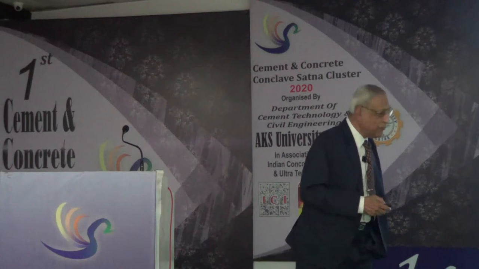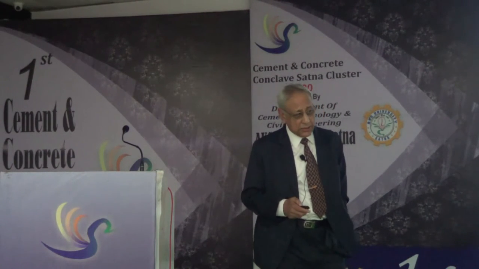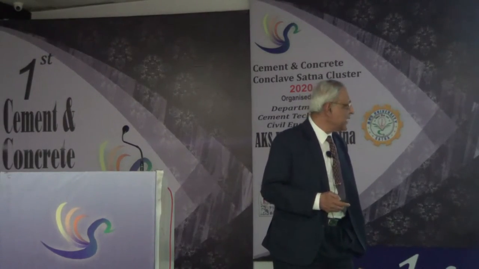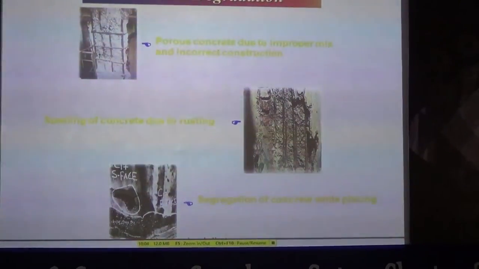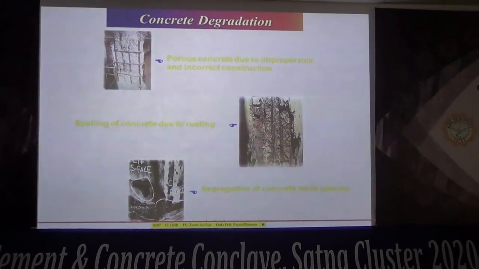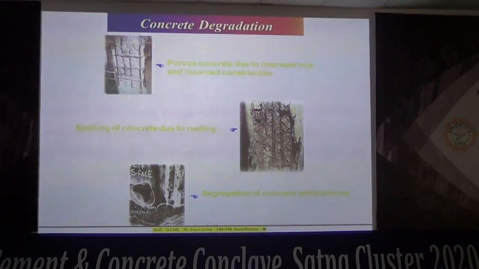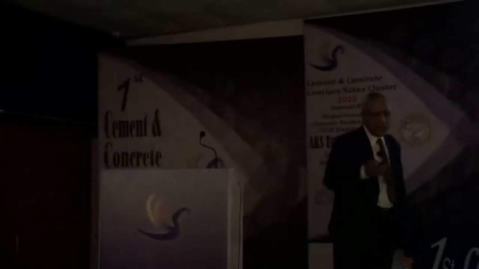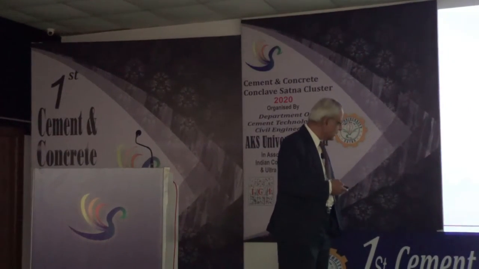With this, various types of concrete degradation take place. For example, you make a porous concrete, and this porous concrete is essentially due to improper mix and improper placement during construction. Spoiling of concrete due to rusting: your cover was not right and the rebars were exposed and rusted. With rusting there is an expansion and there is spoiling of the concrete. I'll come to a little more detail a little later.